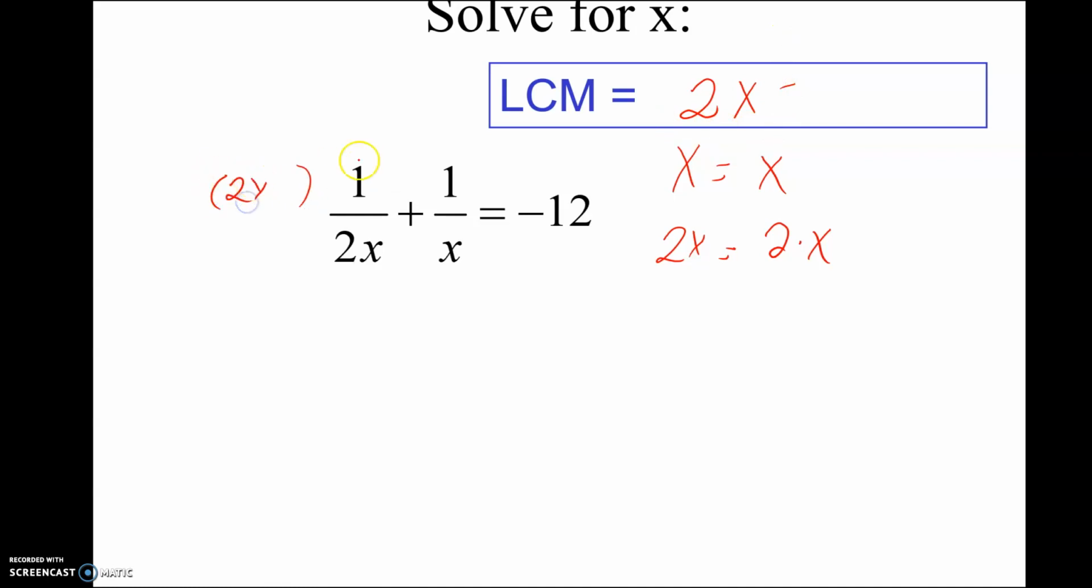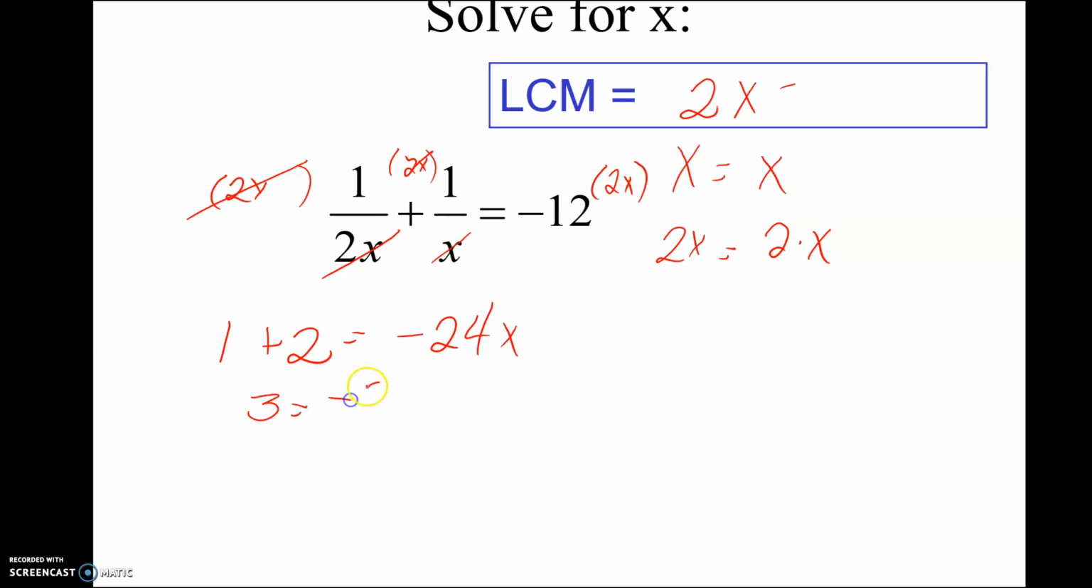Multiply everything by 2x. A lot of times we forget when there's no denominator. So 2x cancels, and I just have 1. X cancels, and I have the 2 times 1. And negative 12 times x is negative 24x. So I get 3 equals negative 24x. Divide by negative 24. 2 negatives there. X equals negative 1/8.